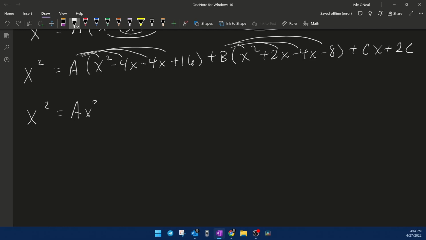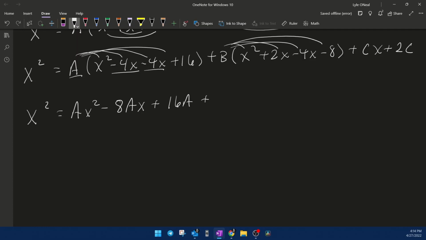Ax squared. Notice I'm going to have a negative 4Ax and another negative 4Ax, so I'm going to combine like terms as I go, making a negative 8Ax, and then A times 16 is just 16A. I feel better about that. Let's write that as 16A.